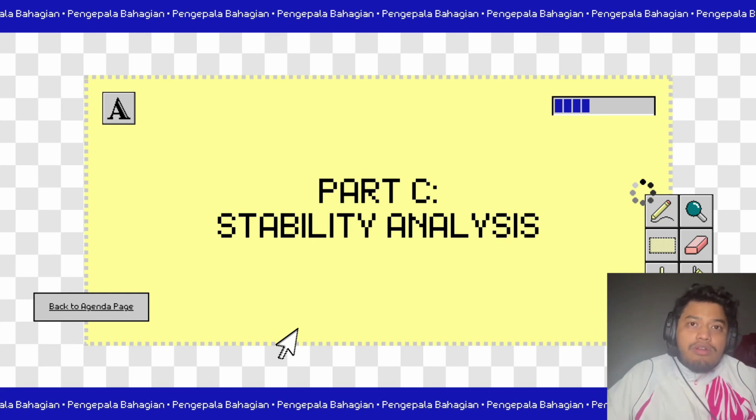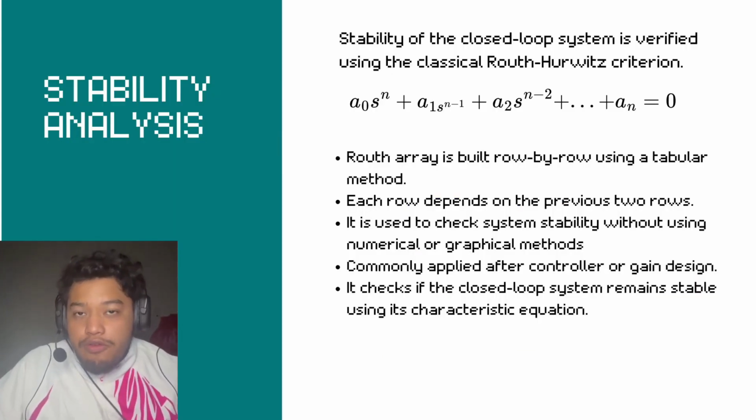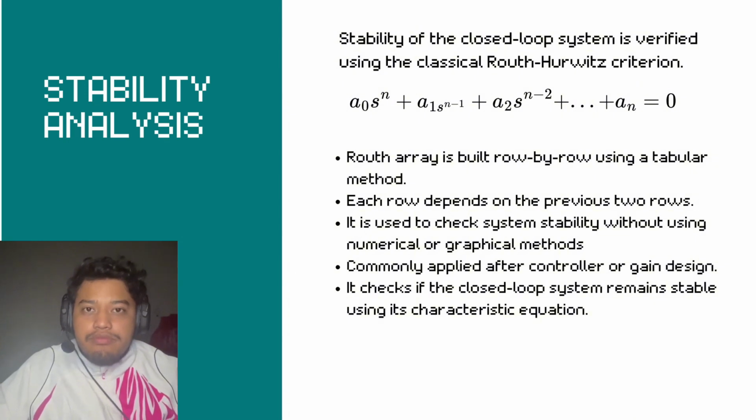So for today, I would like to introduce part C. It is about stability analysis. To verify the stability of our closed loop system, we use the classical Routh-Hurwitz criterion. This method involves constructing a Routh array, which is done step by step, row by row, using only the system characteristic equation.